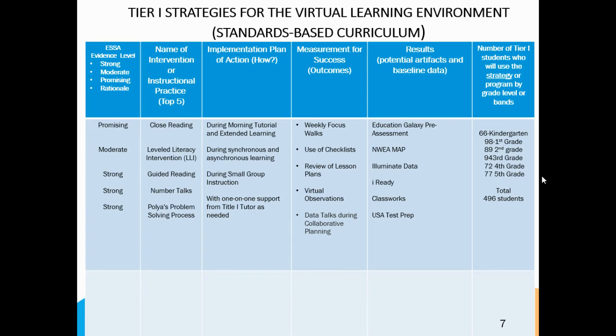Title I is needed, and the use of data talks during collaborative planning to discuss the measurements for success, and the results of that will be identified through USA Test Prep. Number of Tier 1 students for each of these strategies: we have 66 students in kindergarten, 98 in first grade, 89 in second grade, 94 in third, 72 in fourth, and 77 in fifth grade, with a total of 496 in Tier 1.